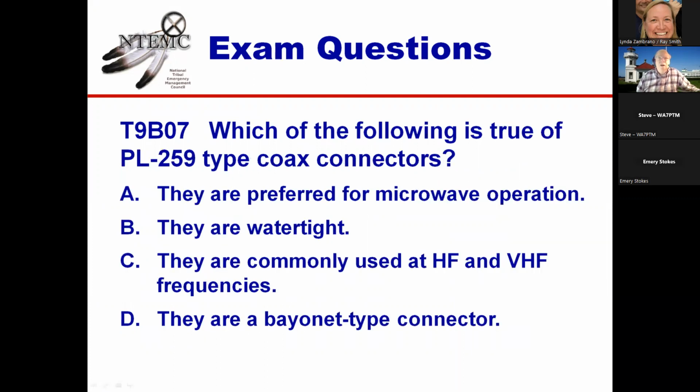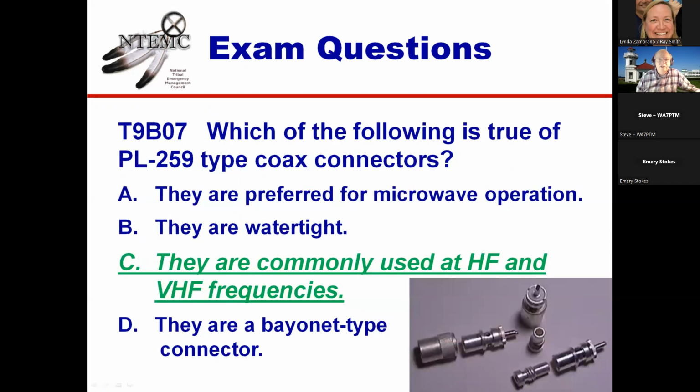Which of the following is true of the PL259 type coax connector? I mentioned that as well, that they are commonly used at HF and VHF frequencies. For the higher frequency UHF, your preferred type of connector would be an N-type connector. I also see a lot of bayonet types like BNC connectors people will use because they go on and off quickly, but they're not the best type of connector to be used. And that's not why you would use a 259, because it's not a bayonet connector, it screws on.